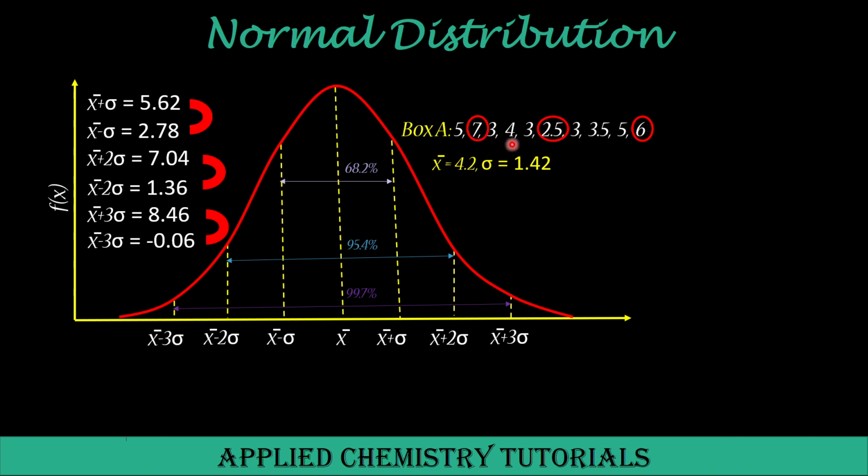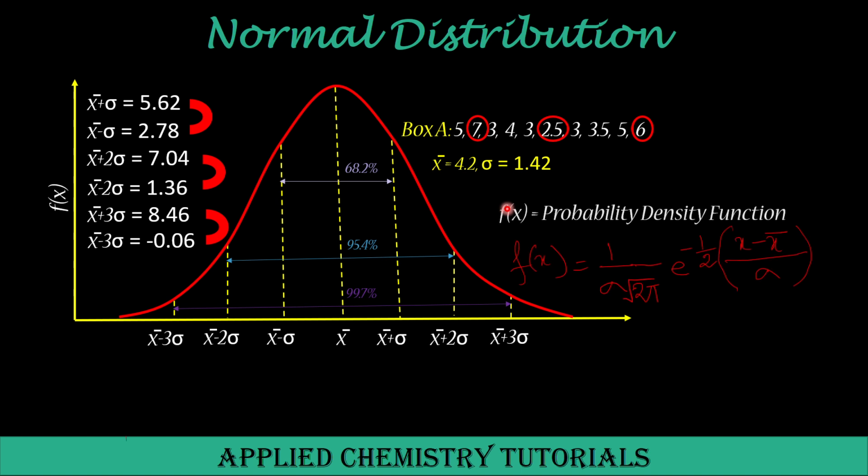So we can say almost 70% of the data fall in this range, and these three numbers 7, 2.5 and 6 fall in the range of x bar minus 2 sigma and x bar plus 2 sigma. So that will make up the whole 100%. Here it's showing 95.4% of the data, which is very close for this context.